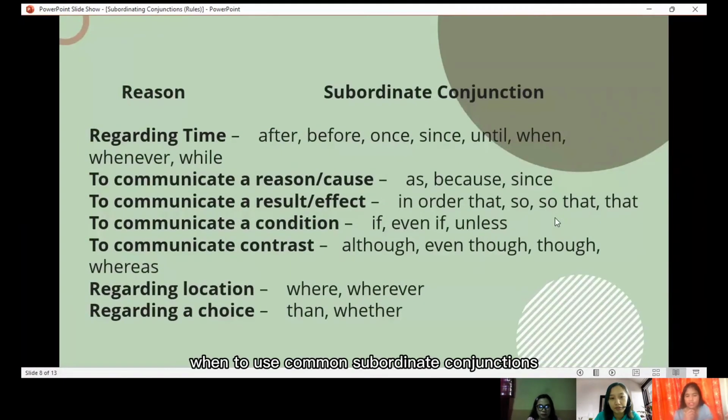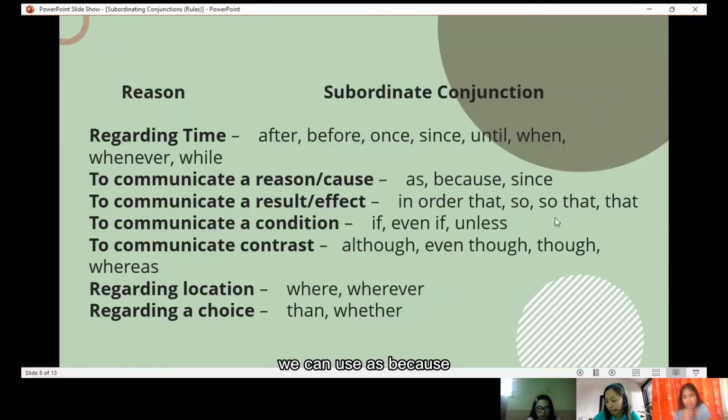When to use common subordinate conjunctions. If the reason is regarding time, we can use the subordinating conjunctions after, before, once, since, until, when, whenever, while. To communicate a reason or cause, we can use as, because, since. To communicate a result or effect, there is in order that, so that, or that. To communicate a condition, if, even if, unless. To communicate contrast, although, even though, whereas. Regarding a location, where, wherever, and regarding a choice, than, whether.